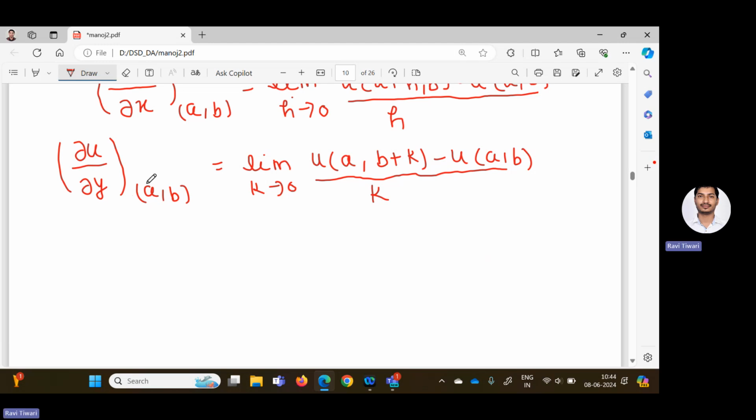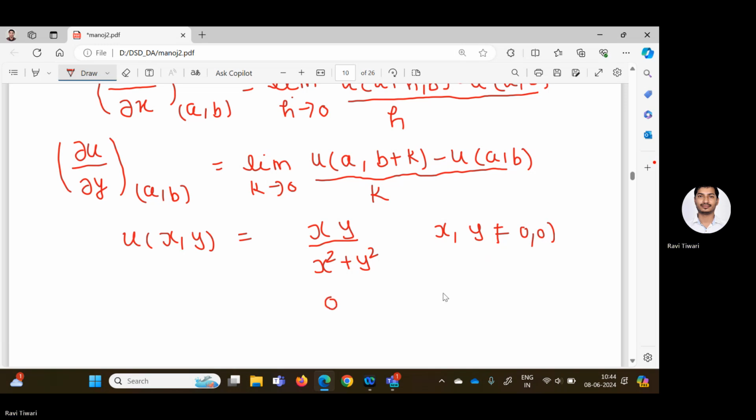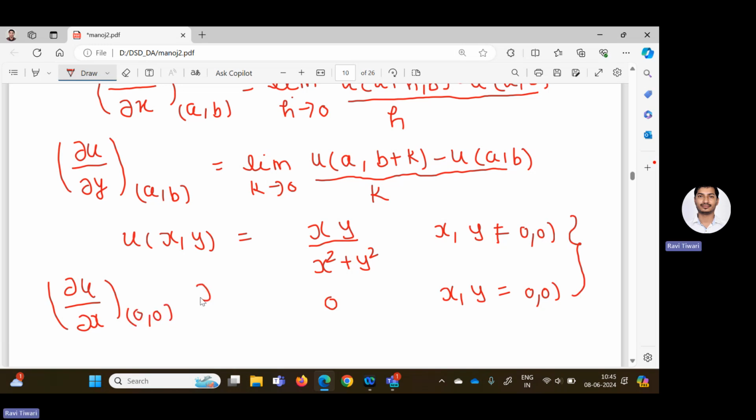For example, if you have this kind of function, let me take u(x, y) equal to xy/(x²+y²) if (x, y) is not equal to (0, 0), and 0 when x and y are 0. So our function is divided into two parts. u(x, y) is given as xy/(x²+y²) when (x, y) is not (0, 0), and when (x, y) is (0, 0), the value of the function is given as 0. We have to calculate ∂u/∂x at (0, 0) and ∂u/∂y also at (0, 0).